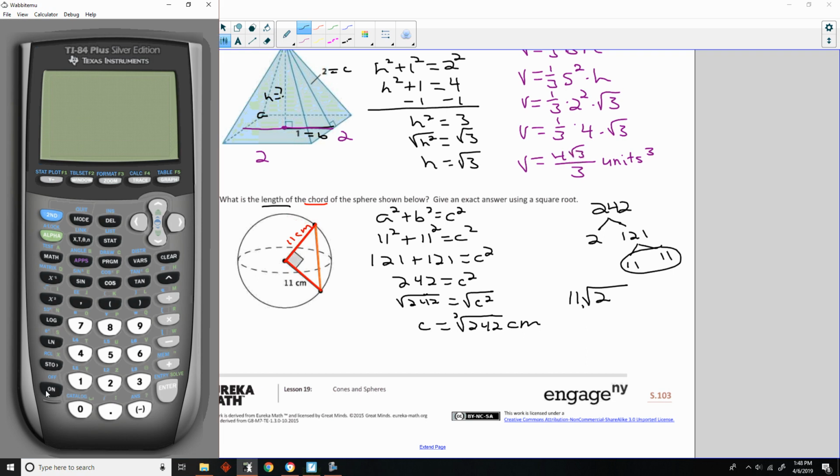And to prove that, I can show you on the calculator. Square root of 242 equals a decimal 15.55. And if I take 11 square root 2, I should get 15.55. So notice these two numbers are equal. So the square root of 242 is 11 root 2.